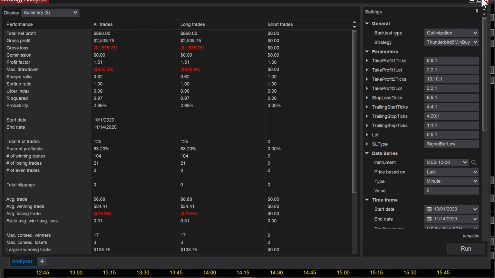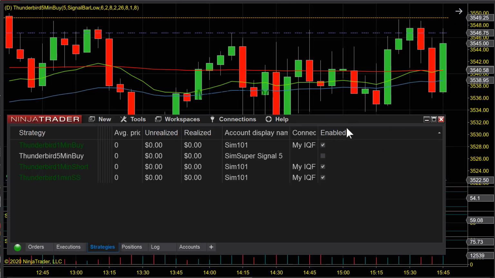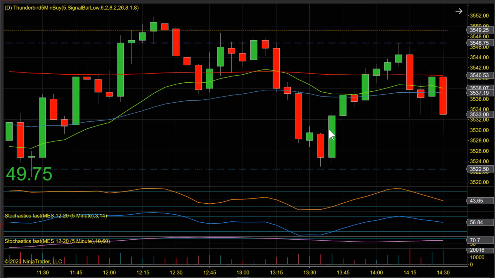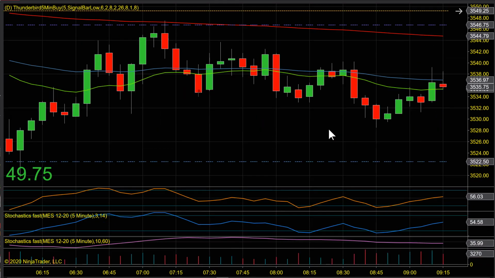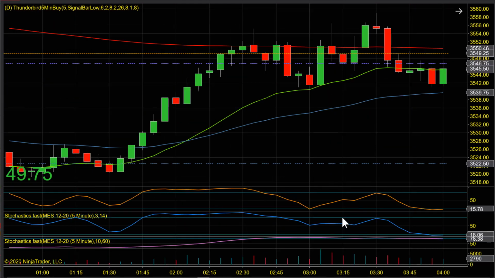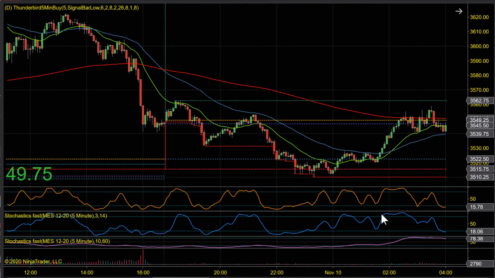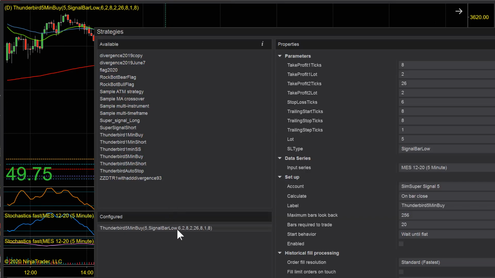This is something I recommend for beginner traders: getting on and applying this on their charts and letting it run with the MES. It's much easier to handle than all the volatility that comes in with the 1-minute time frame. Let's see here if we activate it now. All right, here it is, signal bar low. Let's see here, we'll put 10 there.